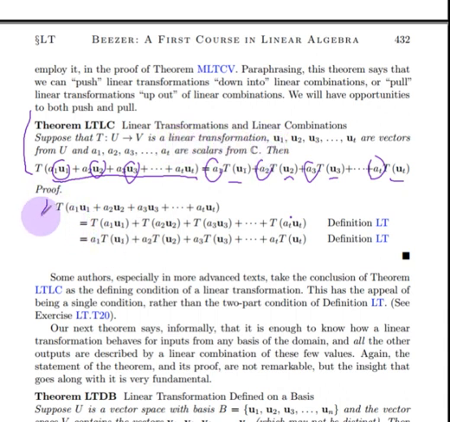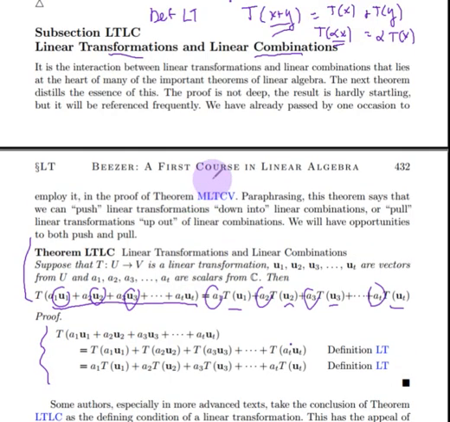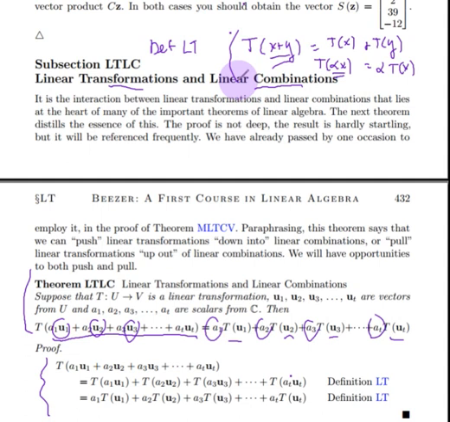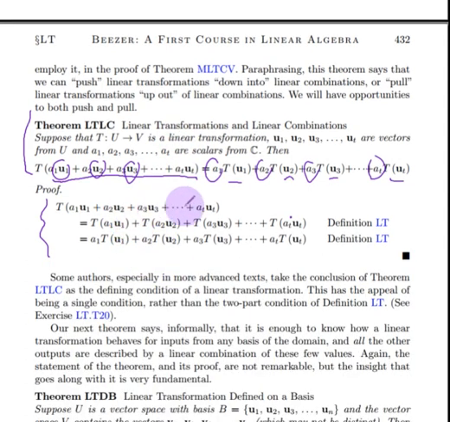And this proof shouldn't be surprising. You just repeatedly apply the definitions. You repeatedly apply these two rules to decompose T of an arbitrary linear combination into a linear combination.